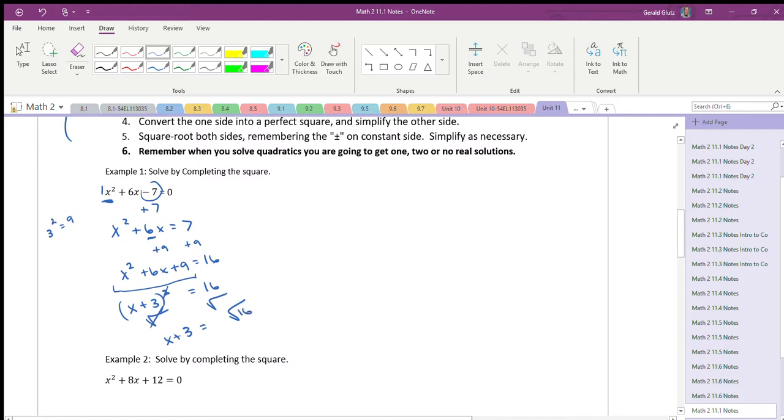But remember, whenever you take the square root of something, it's always plus or minus. Because if I square a positive, it'll be positive 16, and if I square a negative, it'll still be positive 16. So we have to write the plus or minus. Then when we subtract 3 on both sides, I end up with x is equal to negative 3 plus or minus the square root of 16. But I know the square root of 16 is 4, so I can still simplify that.